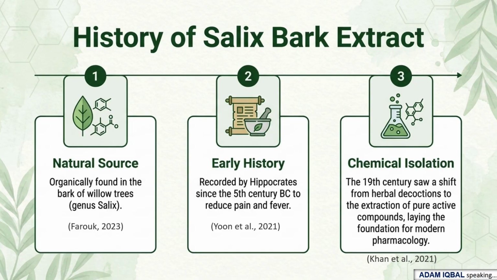Hi everyone, today I want to tell you about the history of salicylic acid. To begin with, salicylic acid is organically found in the bark of a willow tree that comes from the genus Salix. That's the reason why this compound is named salicylic acid. In early history, this compound was recorded to reduce pain and fever.